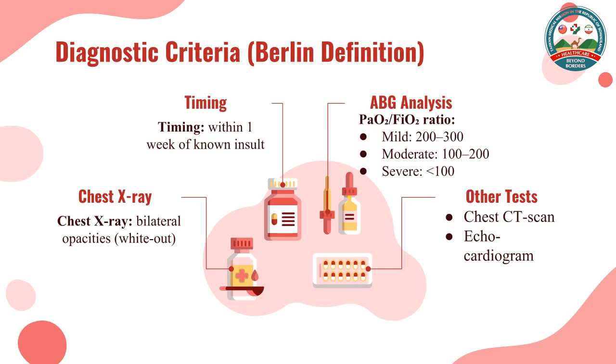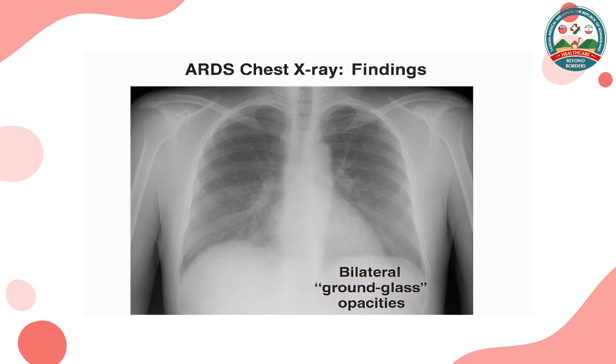Both lungs show opacities, the white outlook. Oxygen level, ABG: mild PaO2/FiO2 200 to 300, moderate 100 to 200, severe less than 100. We may also use CT scan or echocardiography to rule out heart failure.